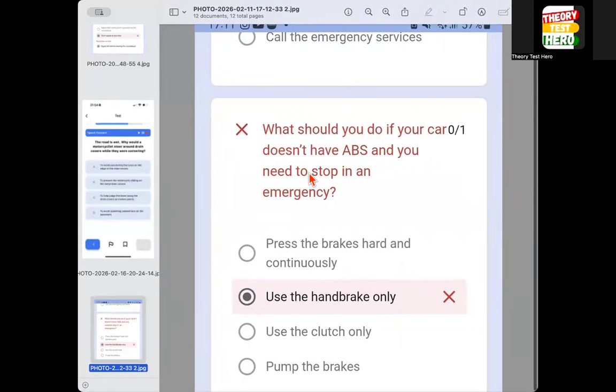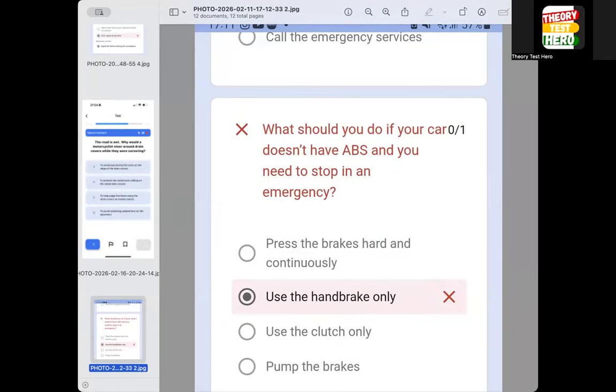What should you do if your car doesn't have ABS and you need to stop in an emergency? Okay, lots of you are saying D. Good, D is correct. So this person chose use the handbrake only, but you don't do that in an emergency, okay? Using the handbrake only is not going to be safe.